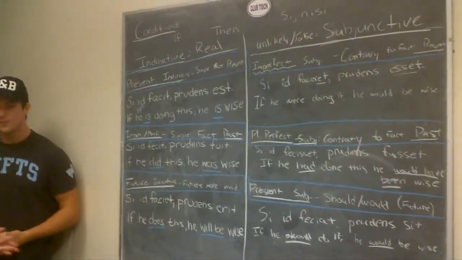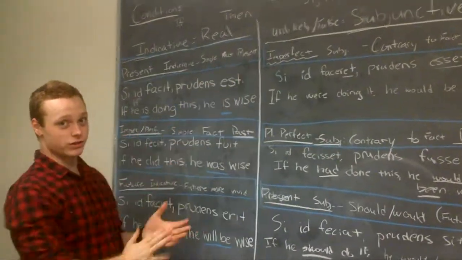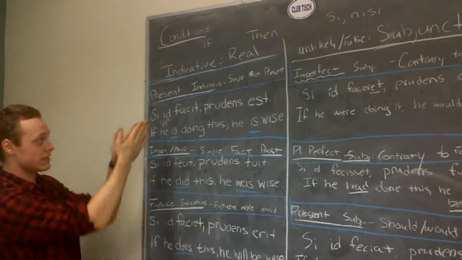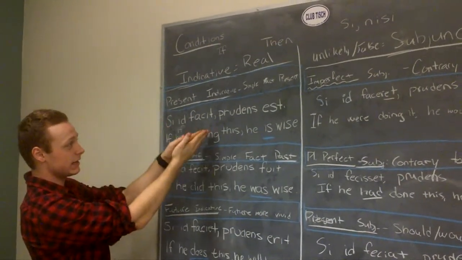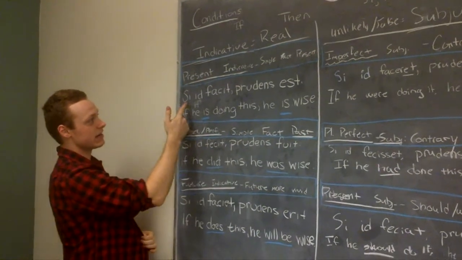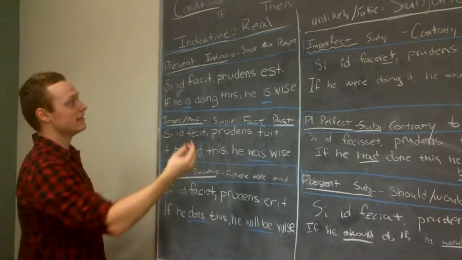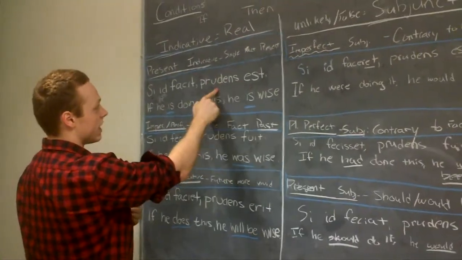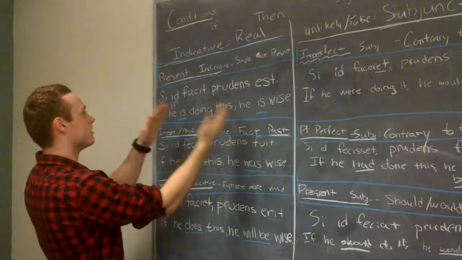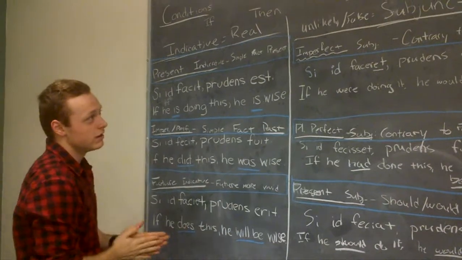Okay, so the first type of condition we're going to talk about is the simple fact present construction of a condition, which uses the present indicative verb tense. So in this example, si id facit, prudens est, and this would be translated as if he is doing this, which it is quite possible that he is, wise. So the main clause is dependent on the condition of the subordinate clause.